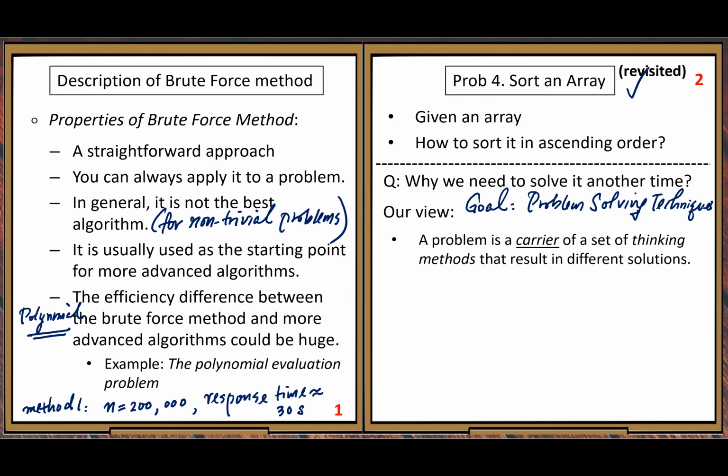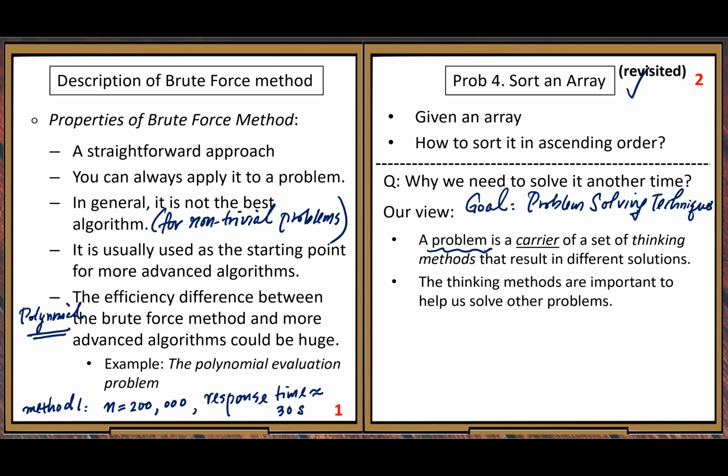So we treat each computing problem as this carrier. Here, our sorting problem is that carrier. For this class, we need to solve this sorting problem 6 times. That means the sorting problem carries 6 different algorithms. That's the special view we take.